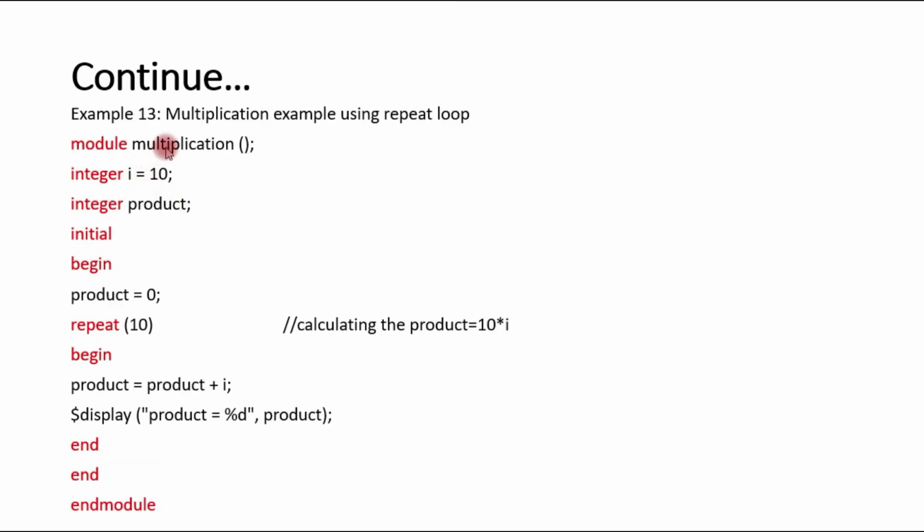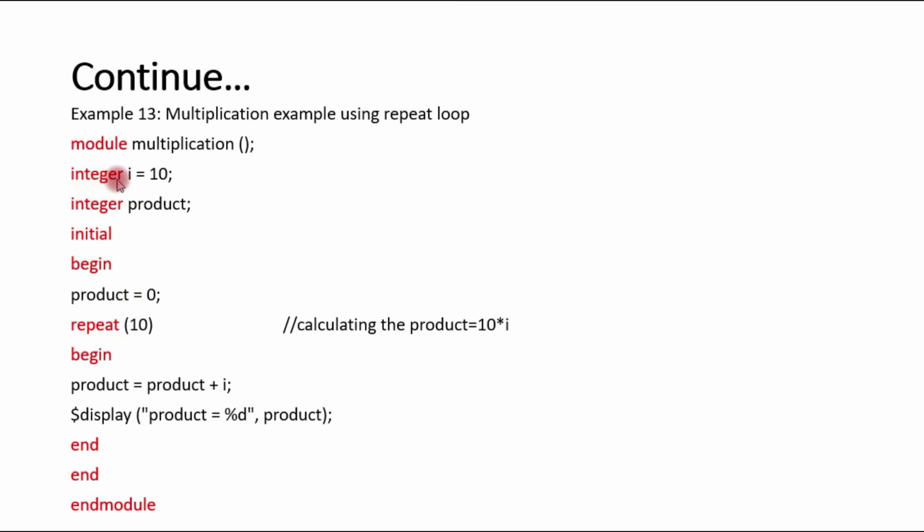Another example using the repeat loop. Here we are using a multiplication operation. We are multiplying the numbers by 10 and the number starts with 10. It means in the final display value it will be 10, 20, 30, 40, 50, 60, 70, 80, 90 and 100, because 10 is multiplied 10 times using the repeat loop.